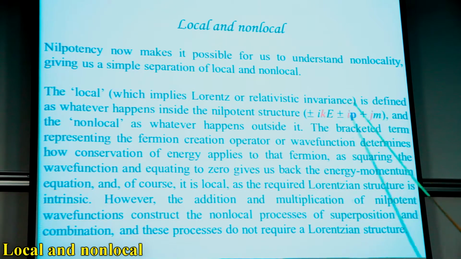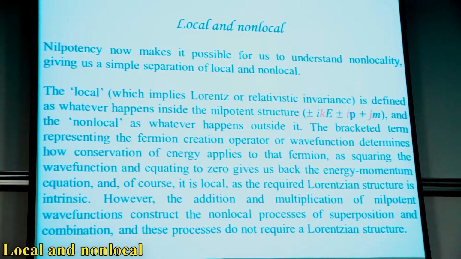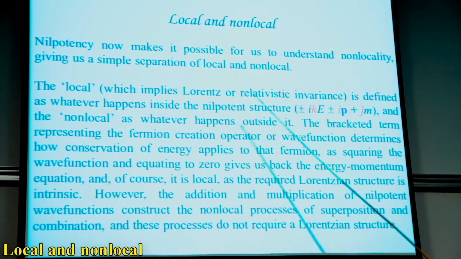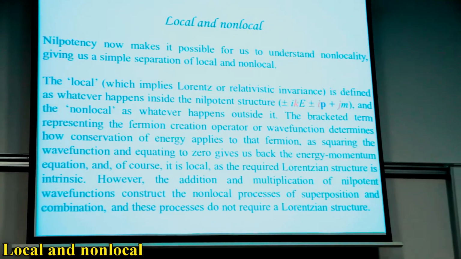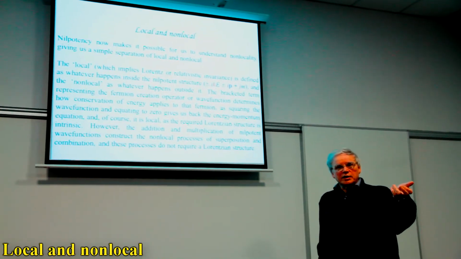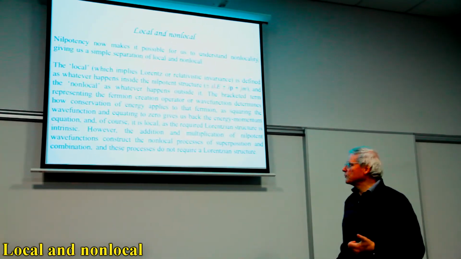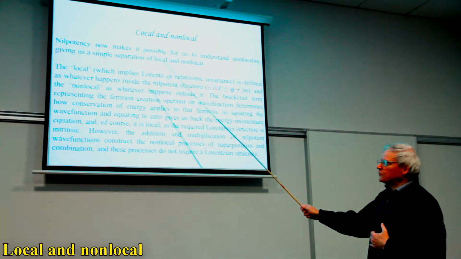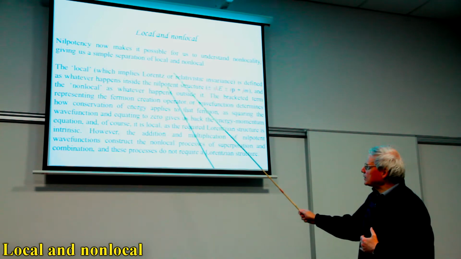If we multiply that out, we'll see it becomes Einstein's energy momentum equation: E squared minus p squared minus m squared equals 0. That's local. That's what local means. Local is all about Lorentz structure, Einstein structure, 4-vector, whatever you want to call it. Non-local is not like that at all. Non-local is everything outside that bracket.